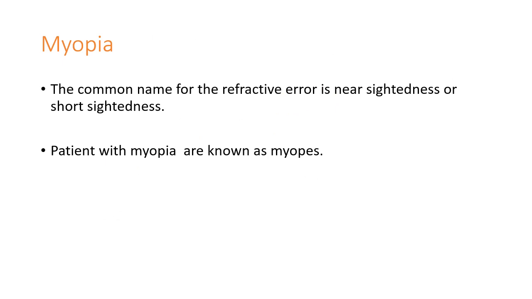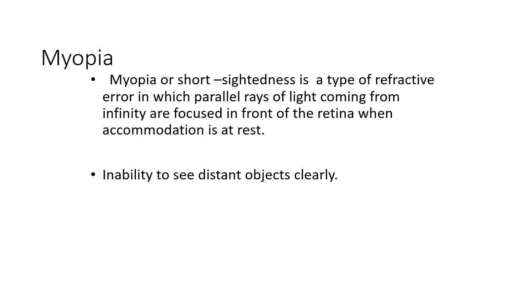So the common name for this refractive error is nearsightedness or short-sightedness. Patients with myopia are known as myopes, so we are studying this myopia. We have just studied how the focusing of an image occurs in the eye. So short-sightedness is a type of refractive error in which parallel rays of light coming from infinity are focused in front of the retina when accommodation is at rest. This definition is important from your viva point of view. In your clinical viva, the examiner can ask you the definition of myopia.